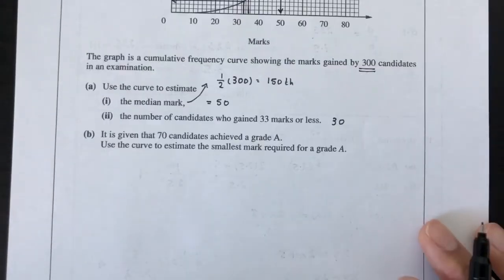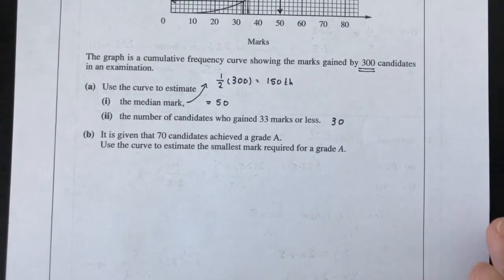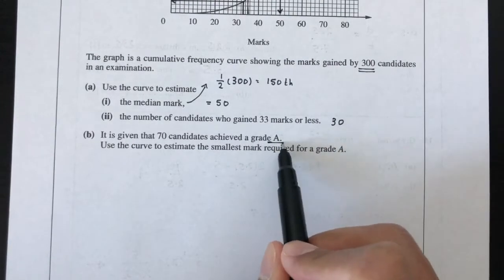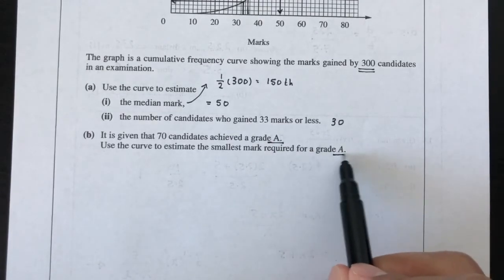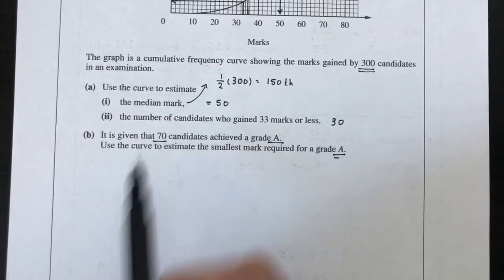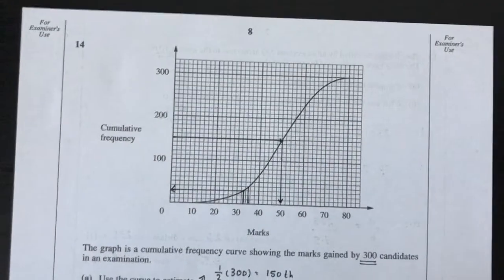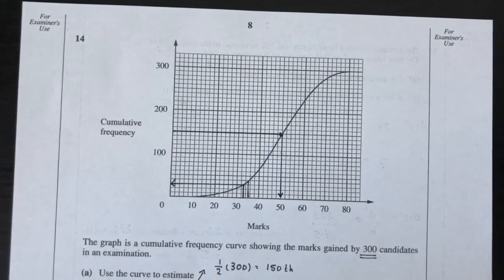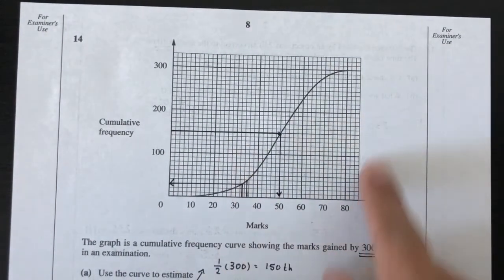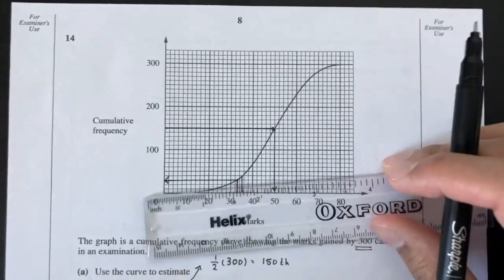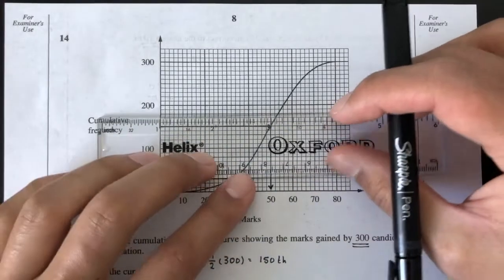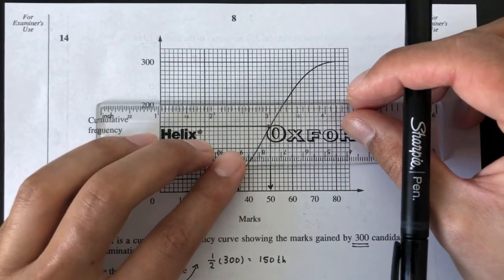Now for part B, it is given that 70 students achieve a grade A. Use the curve to estimate the smallest mark required for a grade A. So we know that 70 students achieved a grade A. So for you to achieve a grade A, you have to be at the top end of the marks. So 300 minus 70, that should be 230. 230 should be right here.